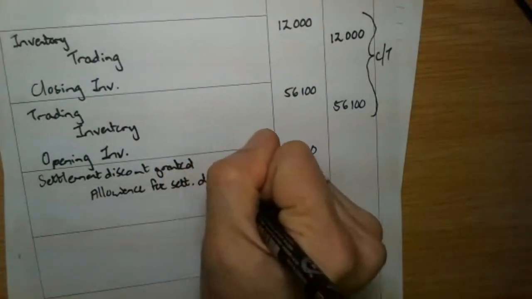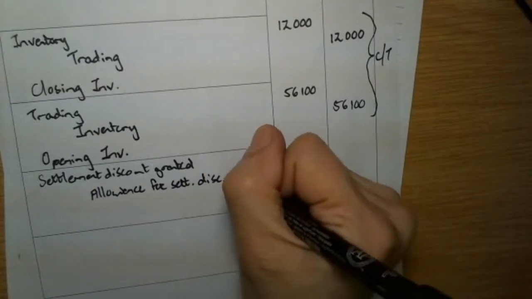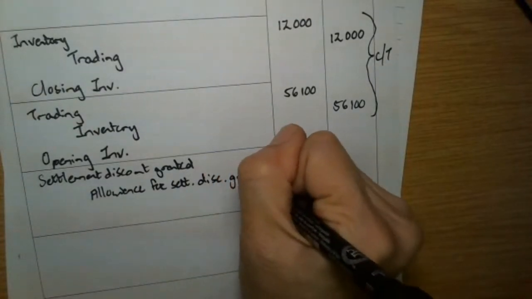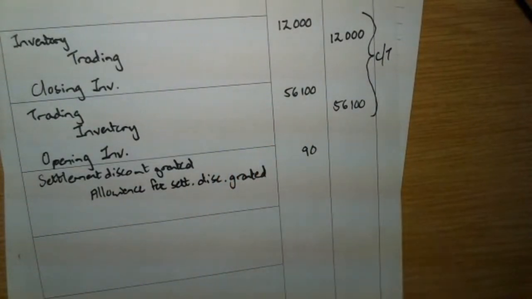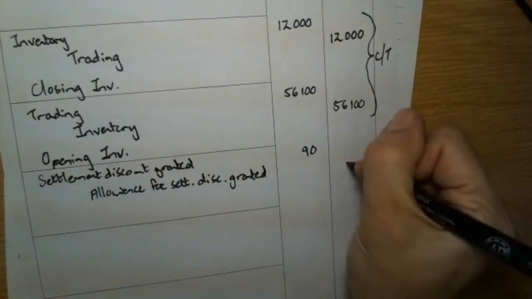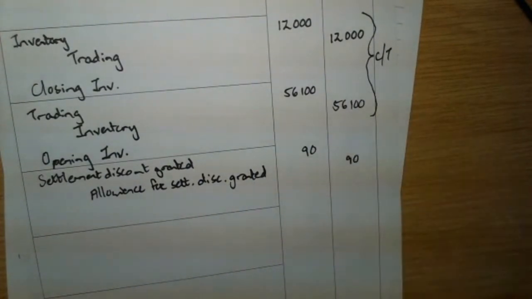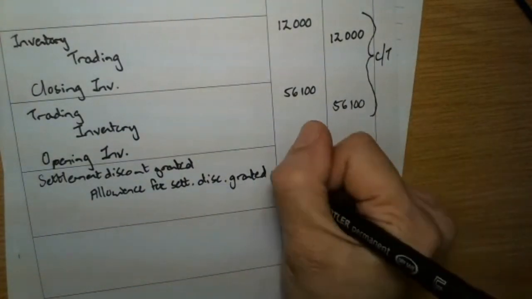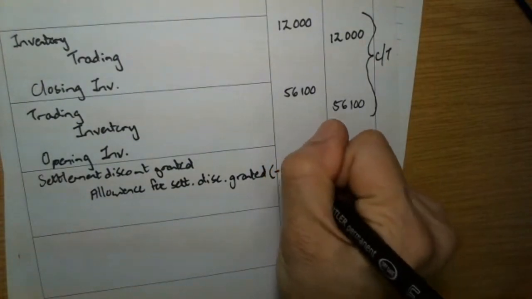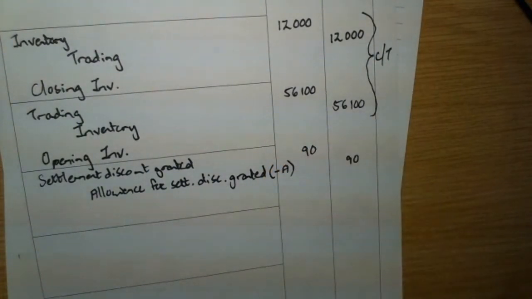And we need to raise it this year because the sale was this year, so the settlement discount needs to go off against those sales this year. So I'm going to credit allowance for settlement discount granted. Remember, this is a contra asset. It's going to reduce debtors when I prepare the statement of financial position.